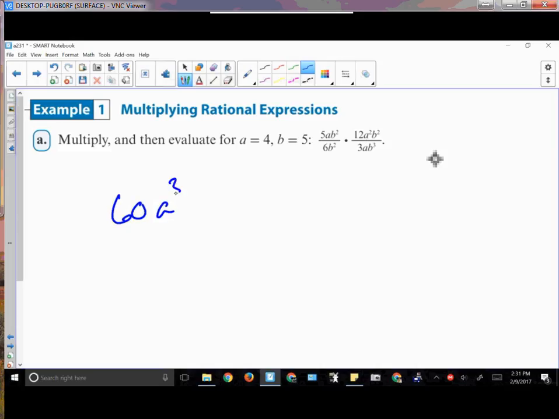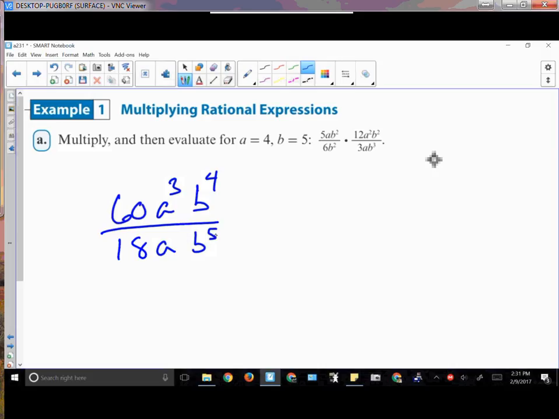I have an a here and an a there, so that's how much? A cubed. Because I have 1a here, 2 over there, a cubed. And b is going to be to what power? 4. Okay. All I did is multiply it together, just like we've done in the past. Denominator, same thing. What is 6 times 3? 18. B squared, and I have a b cubed, so that's going to be b to the 5th power.